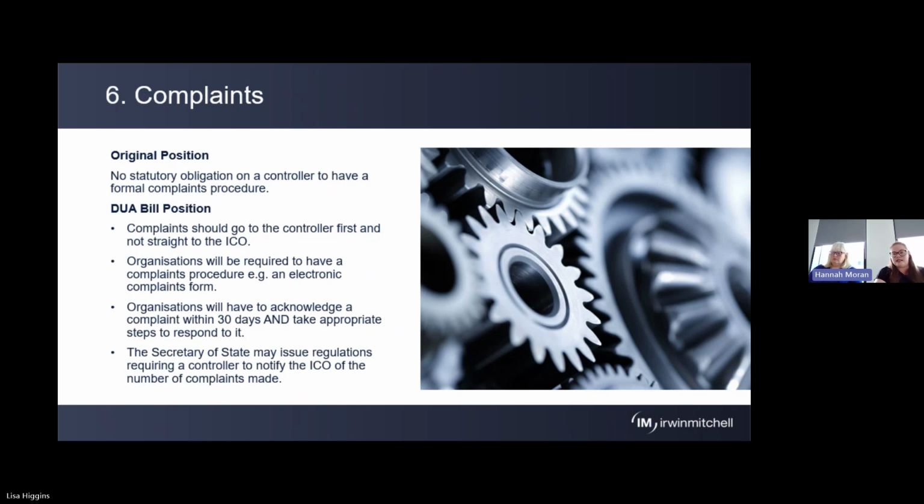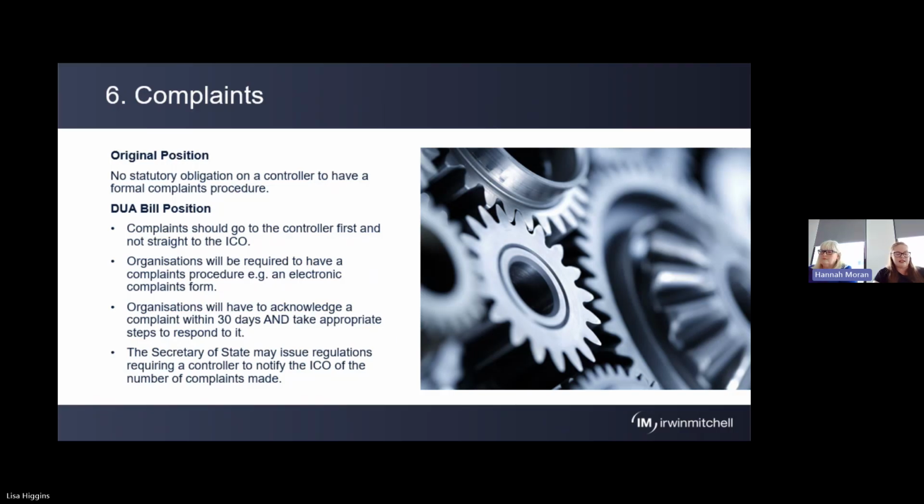So this means that organisations will be required to have a complaints procedure in place for individuals to use and for the organisation to follow. And they'll also need a way of being contacted should an individual want to raise a complaint with them. So this could be like an electronic complaints form or something like that. And as part of the complaints procedure, organisations will have to acknowledge a complaint within 30 days and take appropriate steps to respond to it. You can't just sit around and not do anything for a while.